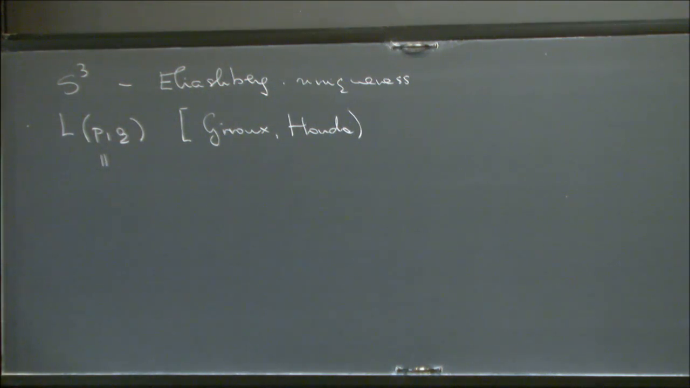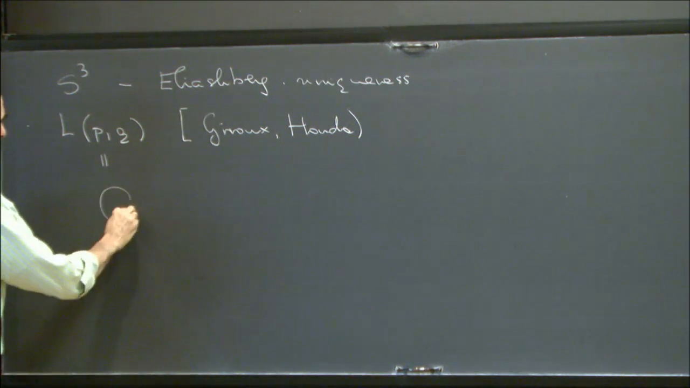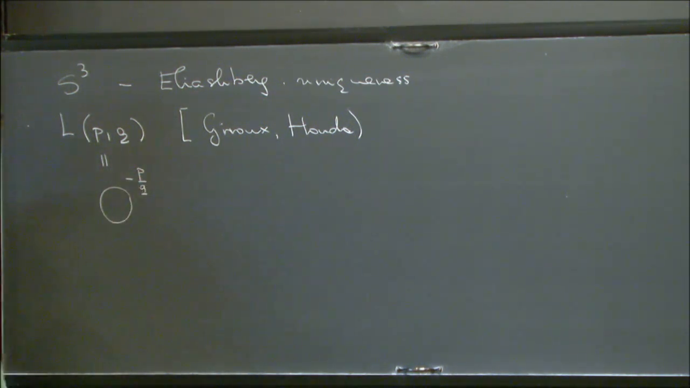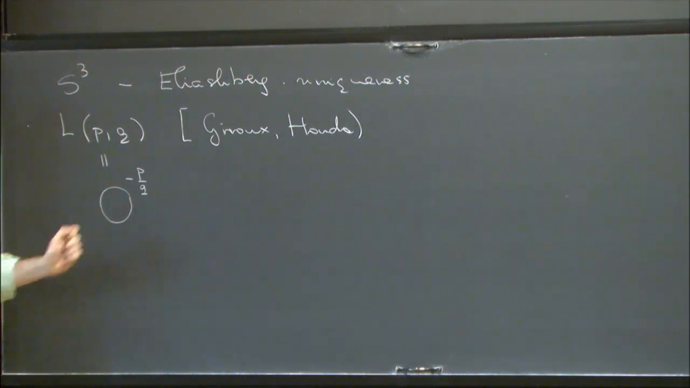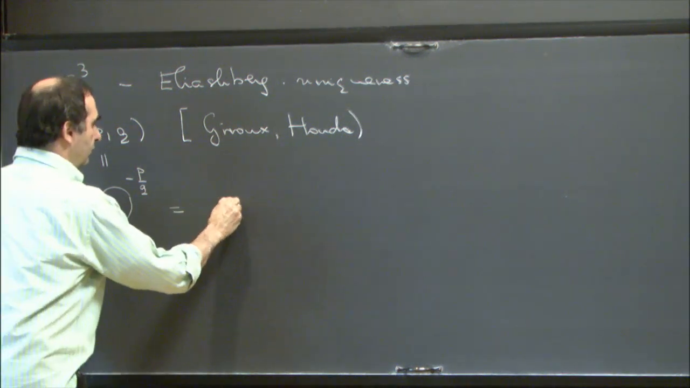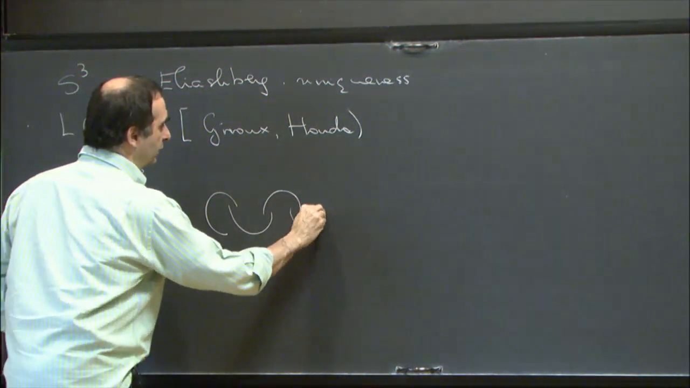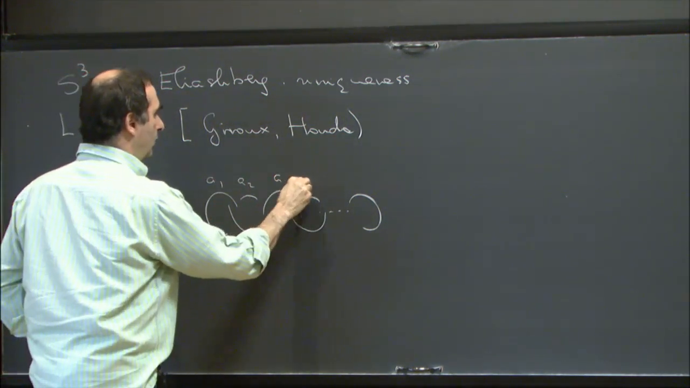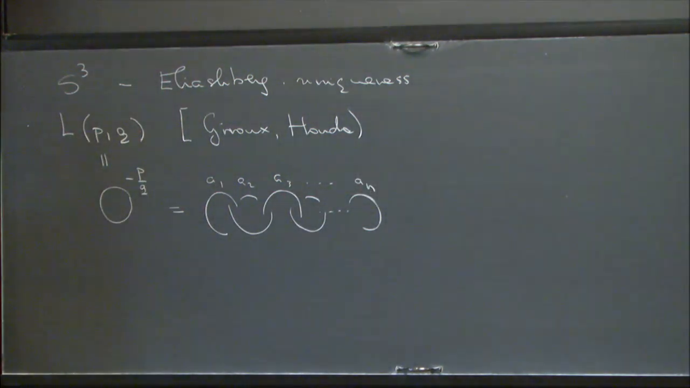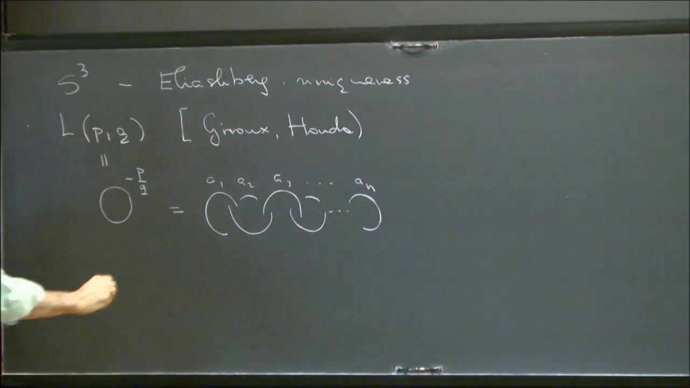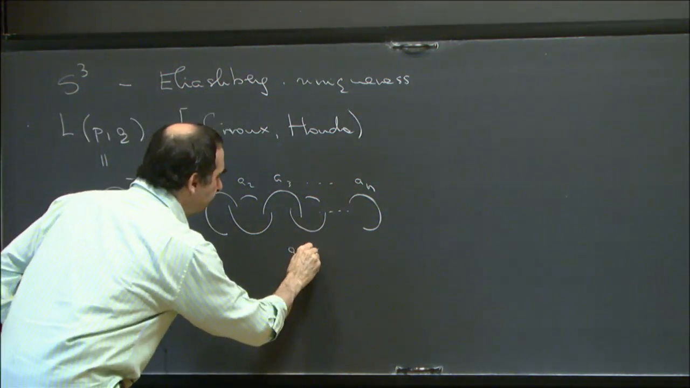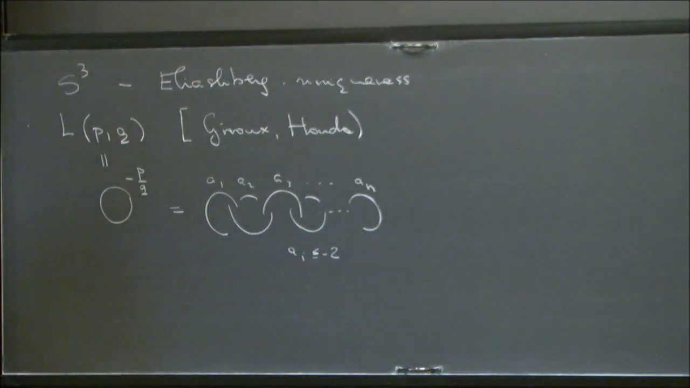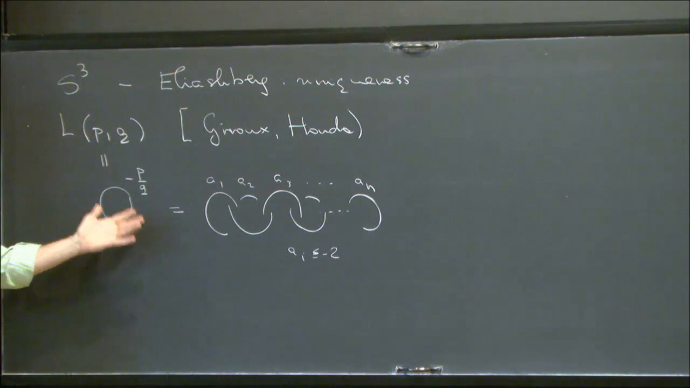For me, lens spaces are defined by a very simple surgery diagram. You take the unknot, and we take minus p over q surgery. And obviously, this uniquely determines a three-manifold. But if you work a little harder, you can associate a four-manifold to it, which is a surgery along a chain, where these integers are determined by the continued fraction expansion of minus p over q, and all the a_i are less than or equal to minus 2.